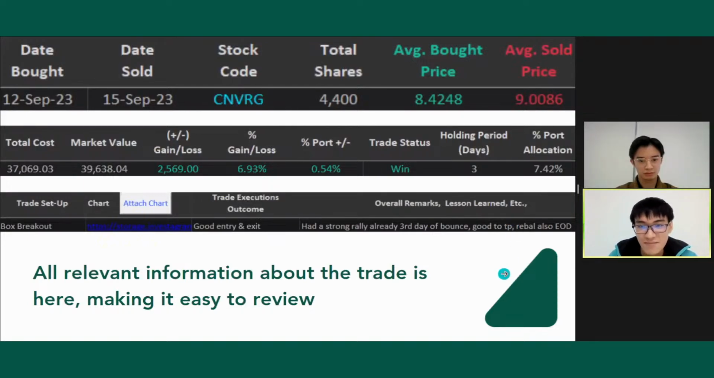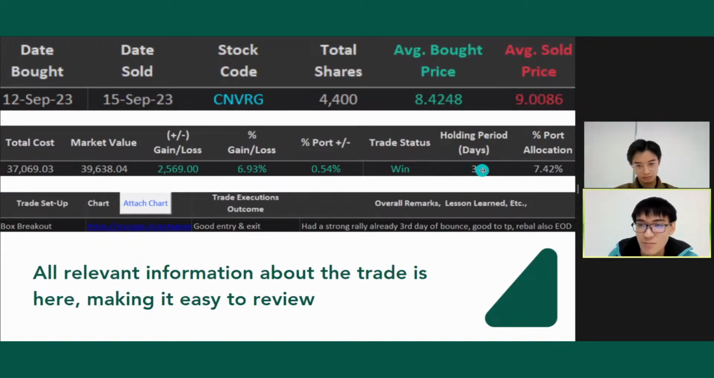But essentially, this is what a trading journal should look like. Here you would have date bought, date sold. These are when you bought and sold. What's the stock? You can just put the ticker, how many shares, then your average buy price, your average sell price. So there is your entry and your exit. Then here, what was the position size? What's your gain and loss percentage-wise? Then as a percentage of your portfolio, did you win or did you lose?